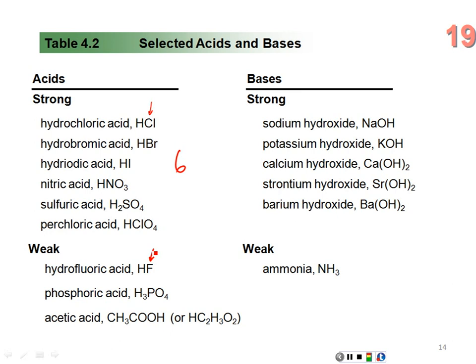Another important weak acid is phosphoric acid, H3PO4. And another weak acid that you see quite a bit is acetic acid, which is CH3CO2H. We can also look at what are strong bases. Basically all hydroxides are strong bases. Sodium hydroxide, potassium hydroxide, calcium, strontium, barium. And then an example of a weak base would be ammonia, NH3.